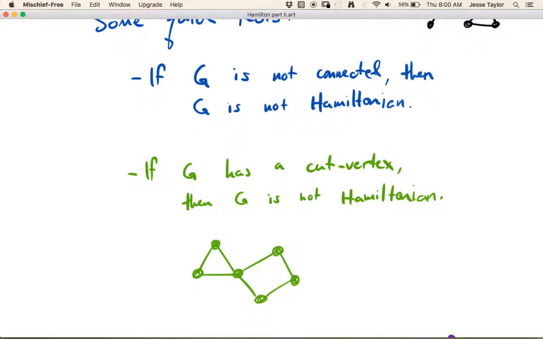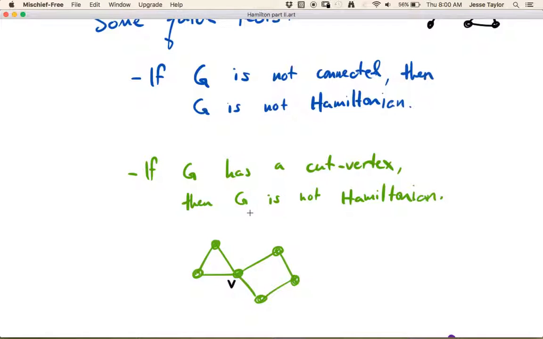The next is if it has a cut vertex, not just if it's not connected, but if it has a one vertex cut. A cut vertex, remember, is a vertex whose removal disconnects the graph. So in this case, that's this vertex here, V, we'll say. If it has a cut vertex, it's not Hamiltonian.